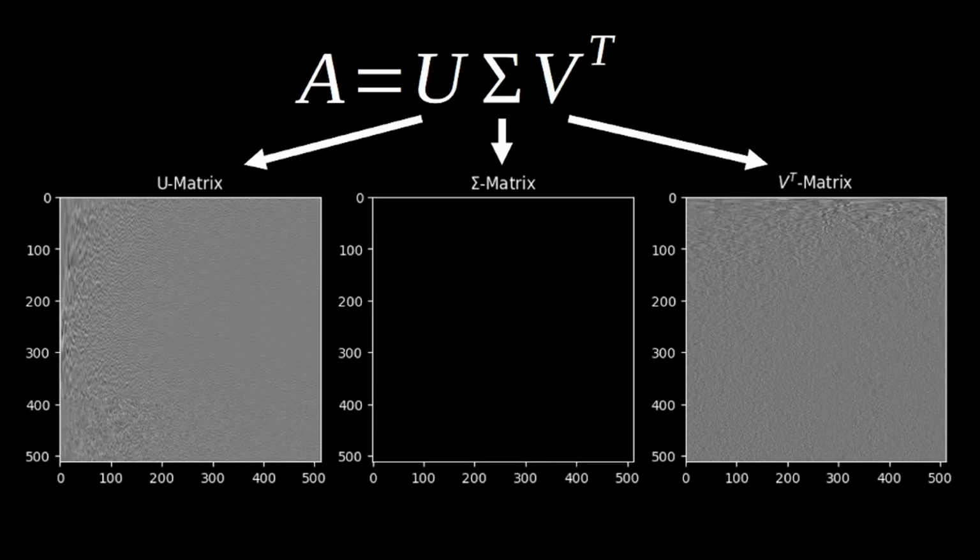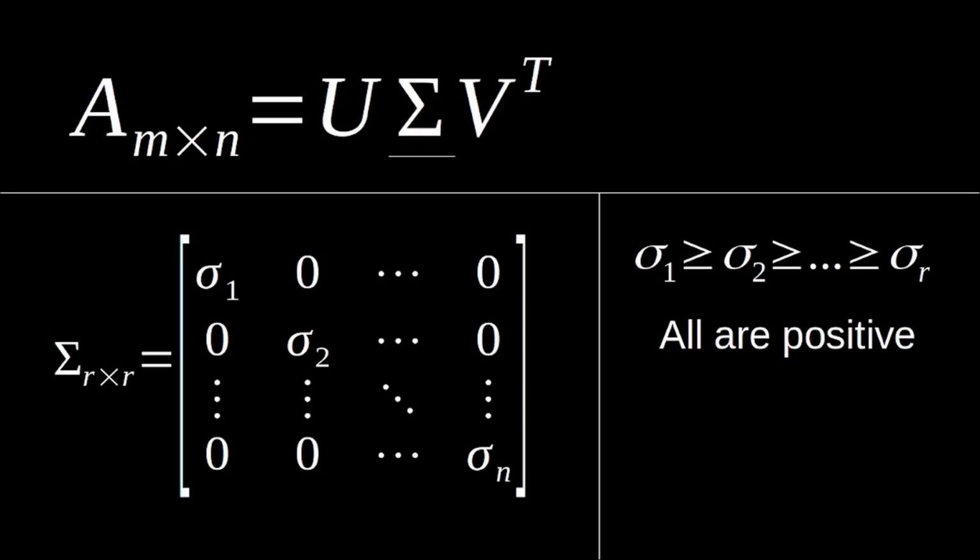But what exactly is going on with our sigma matrix? Why does it look empty? Well, if you recall, our sigma matrix is a square diagonal matrix with our singular values running from greatest to least down our diagonal. All of them are strictly positive. But this is what our sigma matrix is.